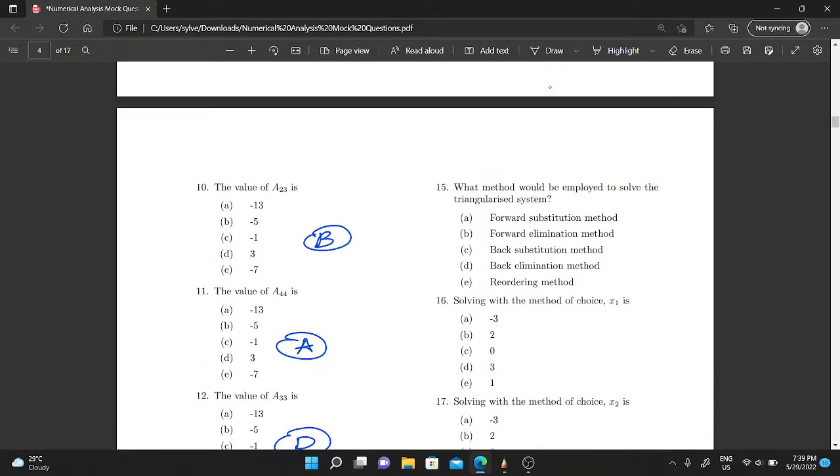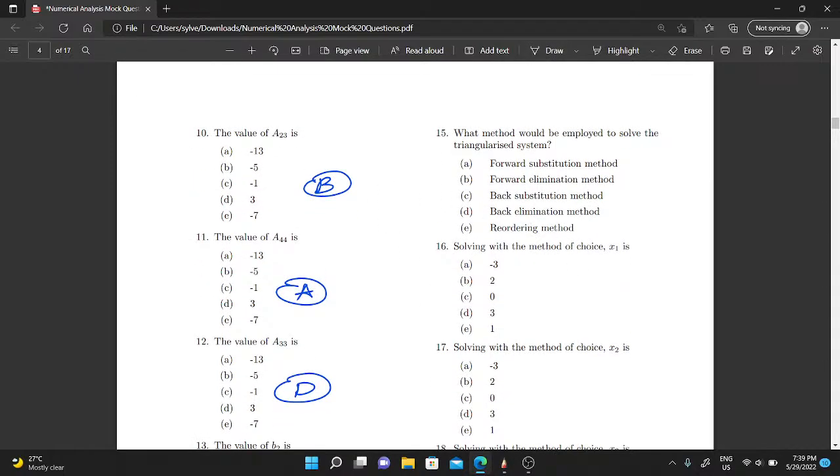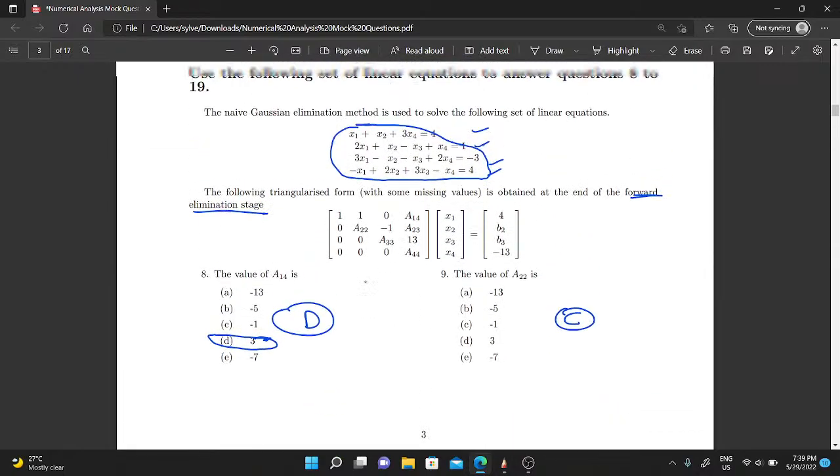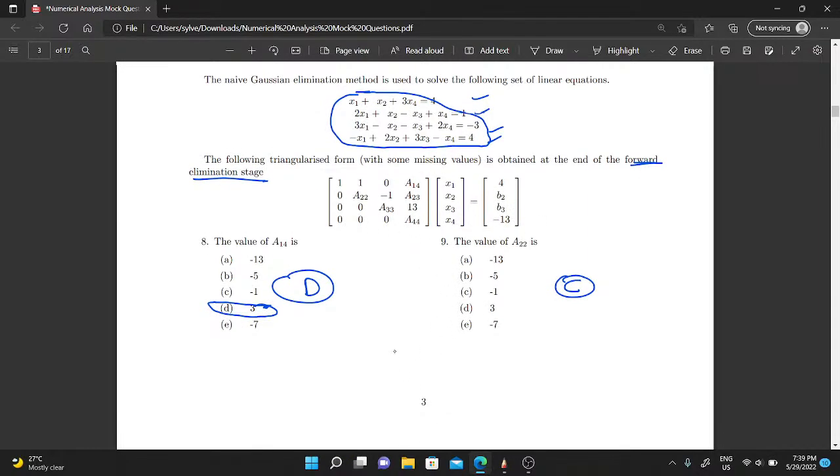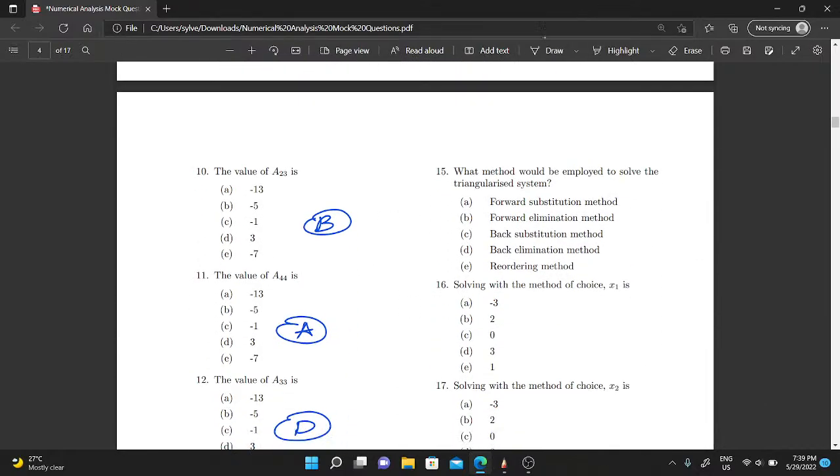So that is it for the meantime. We'll be placing the answers in the description box so that you can have full access to them, and you can use them to check when you solve it. Okay. Number 15: what method would be employed to solve the triangularized system? Given a system like this, how would you solve it? You do back substitution to solve your problem. The back substitution method is C.